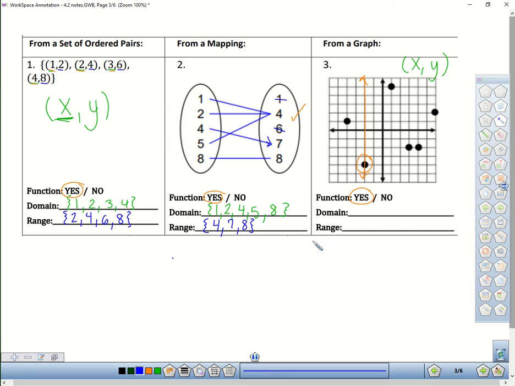Now we're going to list the domain, okay? So the easiest way to do this is to actually go through and identify what all of these x values are, or all of these coordinates are. So this coordinate is -4, 1, right? Everybody agree with that? This coordinate is 1, 1, 2, 3, 4, 5. Good. And this one is 6, 2.